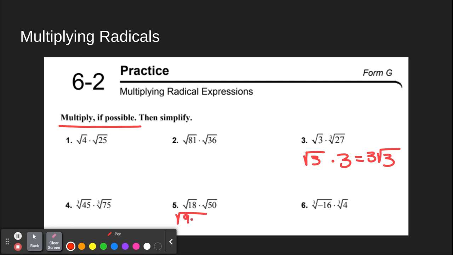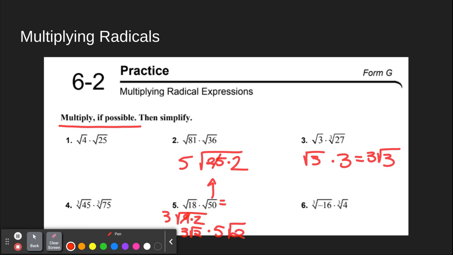Isn't 18 9 times 2? Yeah. What's the square root of 9? 3. So it's 3 radical 2. Okay? Now, radical 50, we can write that as 25 times 2. What's the square root of 25? 5. So this is the same thing as 5 radical 2.